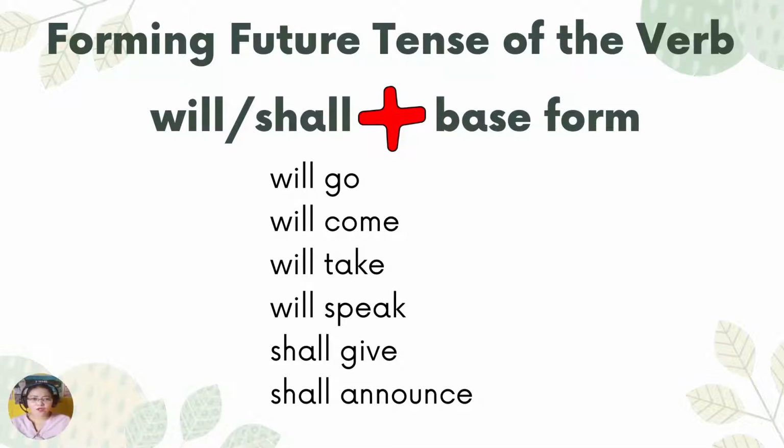So how are we going to form the future tense of the verb? Again, we will add will or shall plus the base form of the verb. Like this one, will, and then the base form of the verb go. Will, the base form of the verb come. It will become will come. The base form of the verb take, we add will take. Will speak. Shall give. Shall announce.